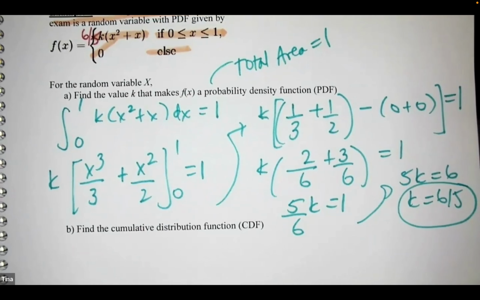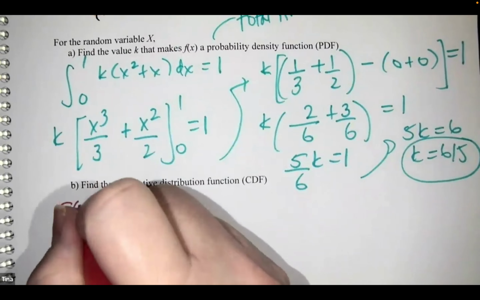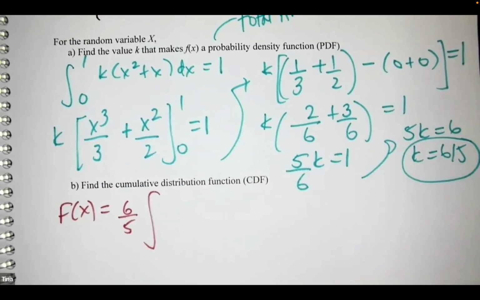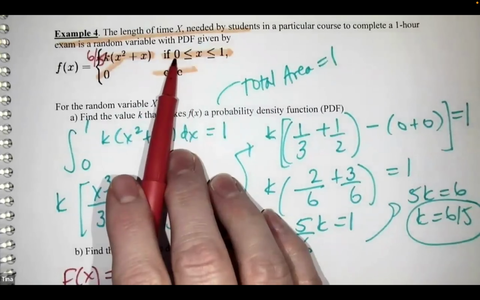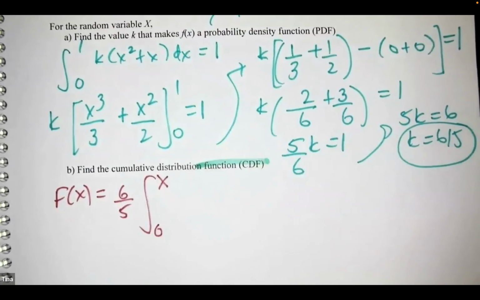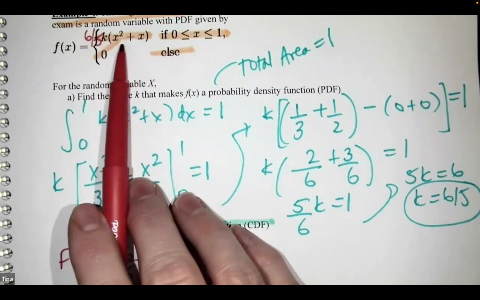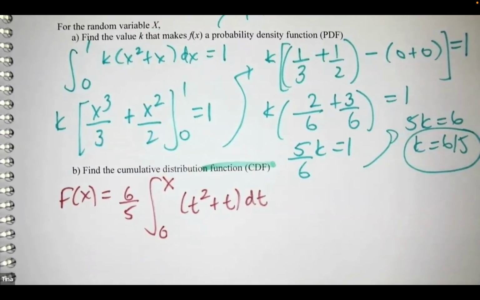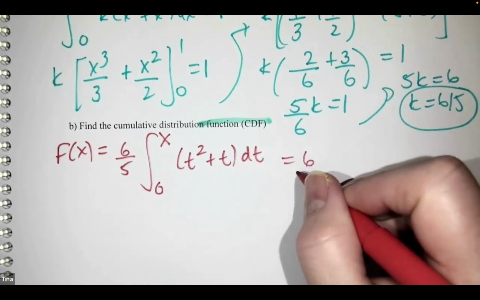So part B, find the cumulative distribution function. So that's capital F. So may as well just put the 6/5 out in front. Remember, when you're doing a CDF, think about your integral, right? The integral for a CDF is always from the smallest number, 0, up to x. It's always to x. And then you'll want to call these x's s or t or some other letter. So t squared plus t dt, something like that. Okay? So what do we get?